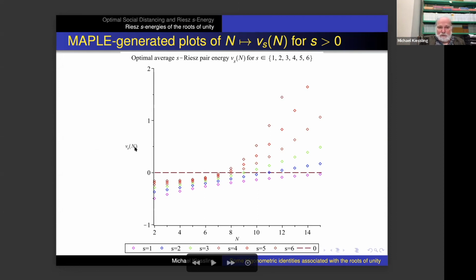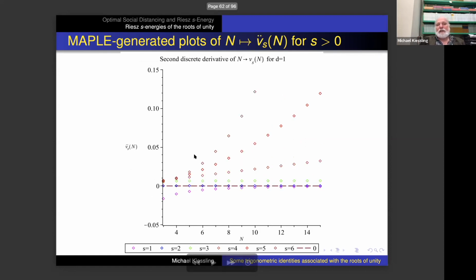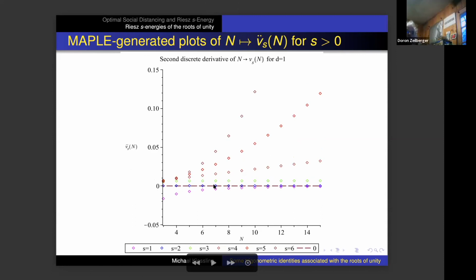So you have the optimal Riesz pair energy. So this is not yet the second derivative. That's still the average Riesz pair energy here. Looks pretty much like a straight line. And then all the other curves look convex. So now comes the second discrete derivative. And indeed, for the original linear curve, now they come smack out on 0.